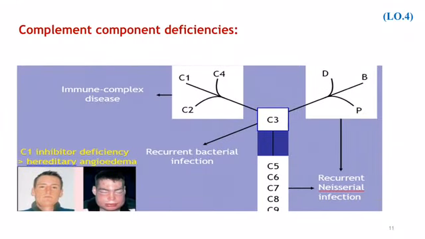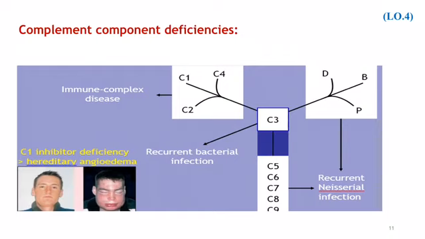Now the complement component deficiencies. There may be defects in complement components, in one component or many components, more than one. It leads to the immunodeficiency disease. For example, if there is a defect in C3, we may have recurrent bacterial infections in those patients.